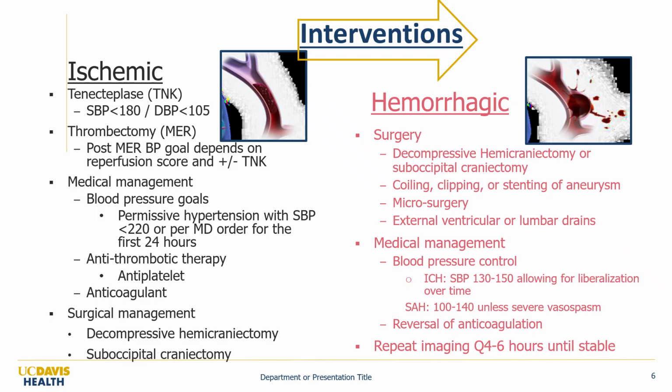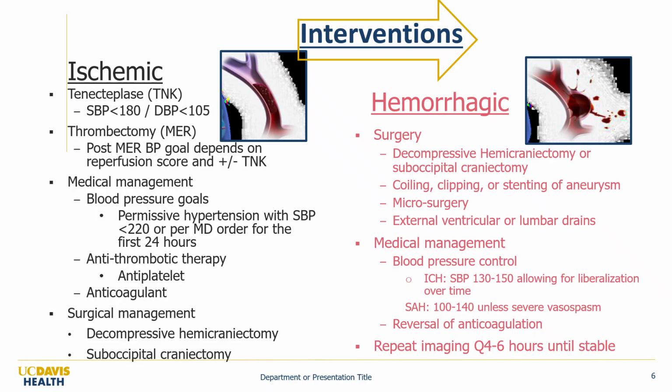In hemorrhagic strokes, there are both surgical and medical treatments for these patients too. Surgical interventions include decompressive hemicraniectomy, suboccipital craniectomy, securing a ruptured aneurysm with a coiling, clipping, or stenting device, microsurgery to remove some of the hemorrhage, external ventricular drains, also known as EVDs, or lumbar drains, or both, to monitor ICP and control hydrocephalus.